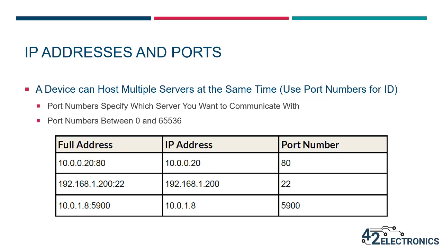During the lesson on remotely accessing your Pi, you learned how devices are identified on a network with a unique IP address. When a device is running a server, the content being hosted by the server can be accessed by other devices on the network by using the server's IP address. A device can host multiple servers at the same time, and then the port numbers are used to identify them. So port numbers specify which server you want to communicate with at a certain IP address. Port numbers will be between 0 and 65,536, so there's lots of options, and will follow the IP address separated by a colon like you see here.